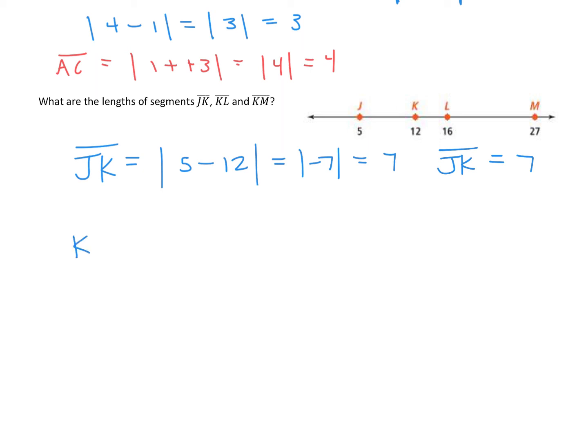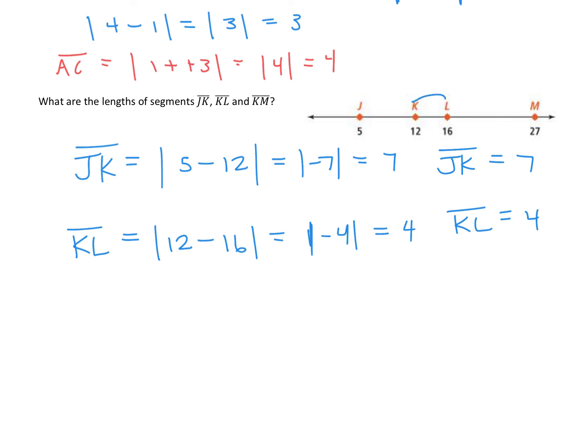All right, segment KL, let's use our absolute value from K to L. So K is at 12 minus L is at 16. Absolute value, 12 minus 16 is negative 4. Absolute value of negative 4 is positive 4. So KL has a length of 4. And some of these, you might have said, oh, it's going from 12 to 16, I can get that's 4 in my head. But when it's trickier, knowing how to find it using your absolute value is pretty helpful.